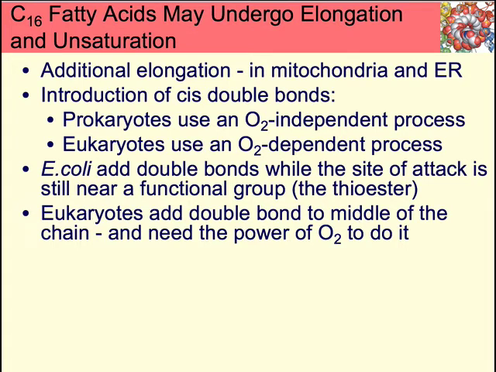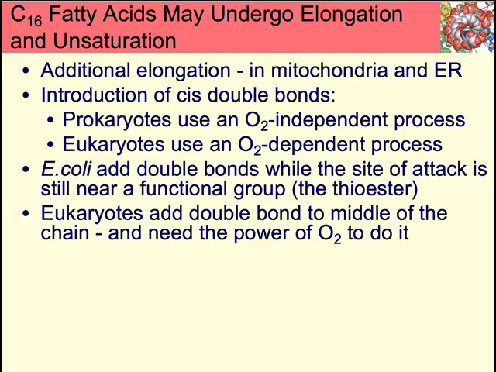Now that we've made a 16-carbon fatty acid, a palmitic acid, we can ask, how is palmitic acid elongated and how are unsaturations added to the fatty acid chain? Additional elongation occurs in mitochondria and in the endoplasmic reticulum of animal cells. The introduction of cis double bonds is different in prokaryotes and eukaryotes. Prokaryotes use an oxygen-independent process, whereas eukaryotes use an oxygen-dependent process.